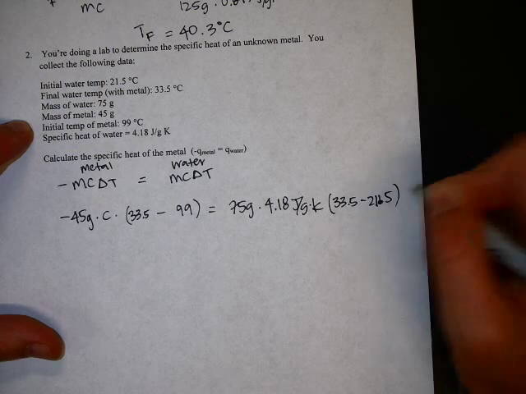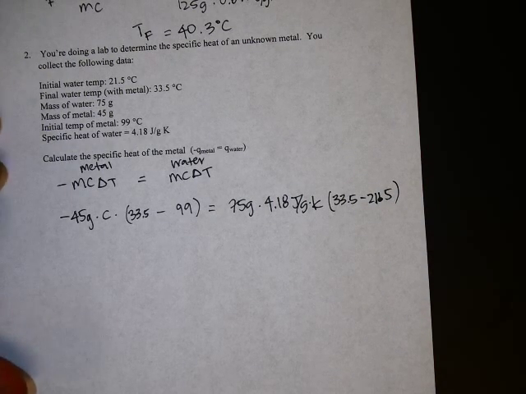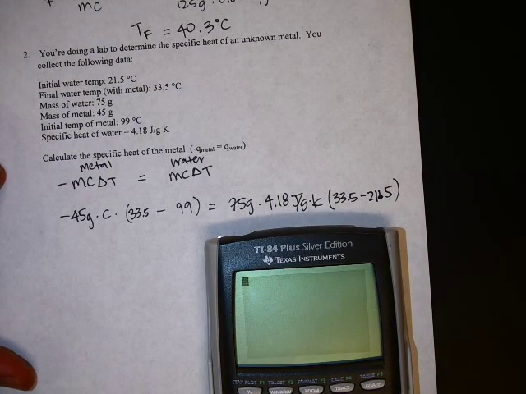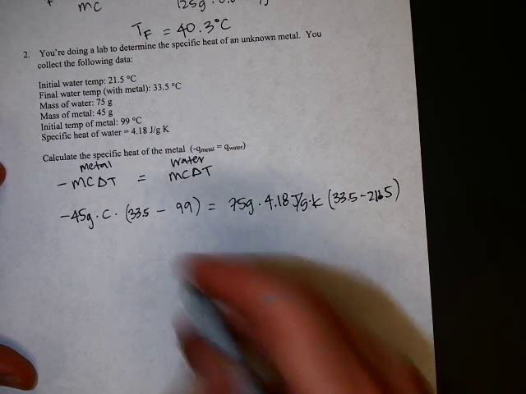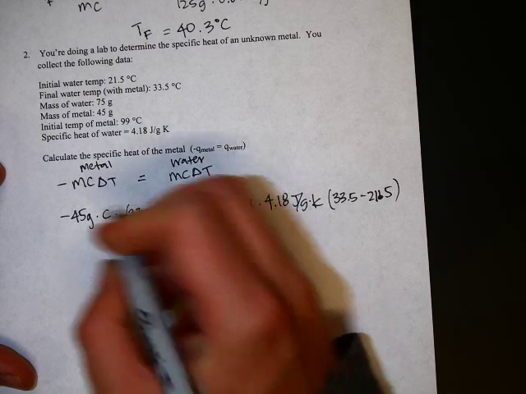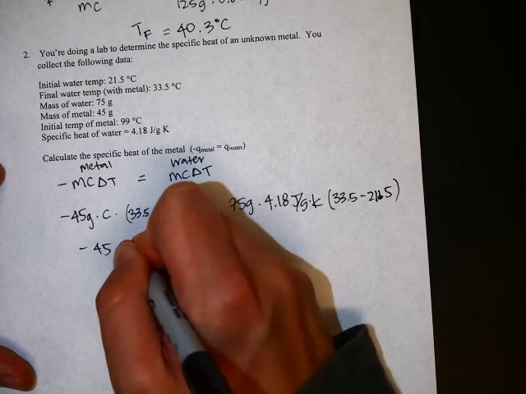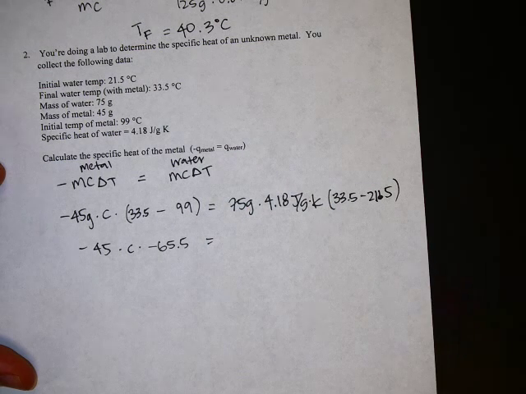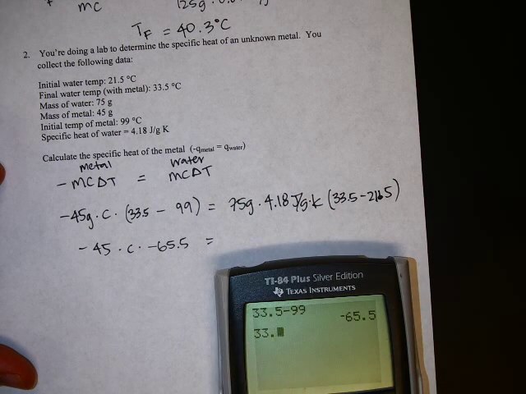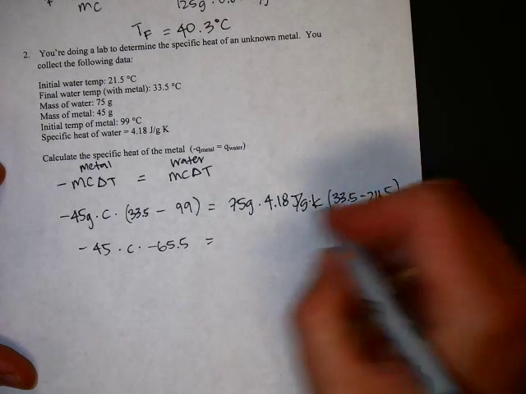Oops, that says 21.5, sorry. Okay, let's see. Simplify this a little bit. This is negative 65.5. And this one is 12.